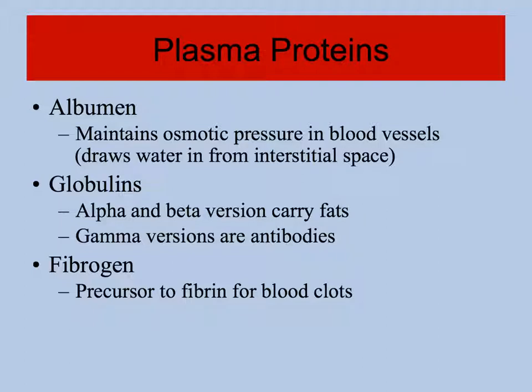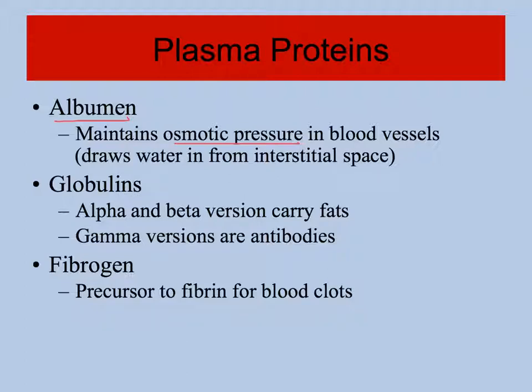I want to talk about the 3 plasma proteins. Albumin is the most plentiful plasma protein, and it is very important in maintaining osmotic pressure in blood vessels. Basically, it keeps the blood vessels full of solute so that the water in the plasma wants to stay in the blood vessels, or actually even move in from interstitial fluid where it has leaked out in capillaries.